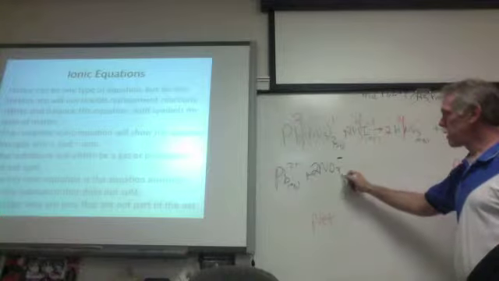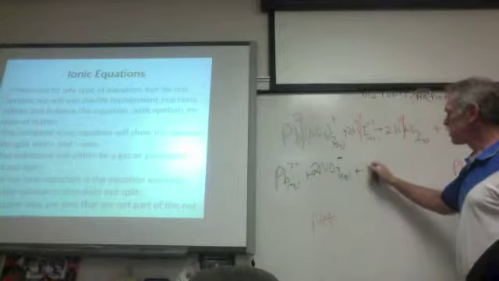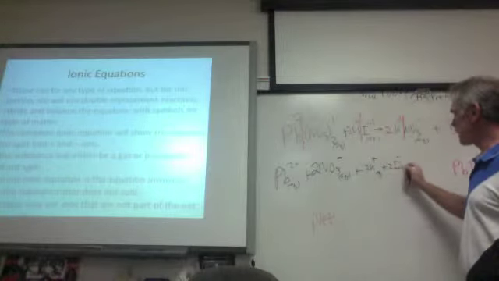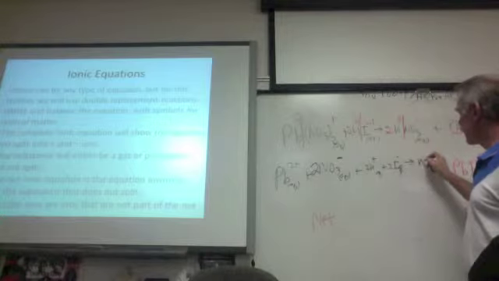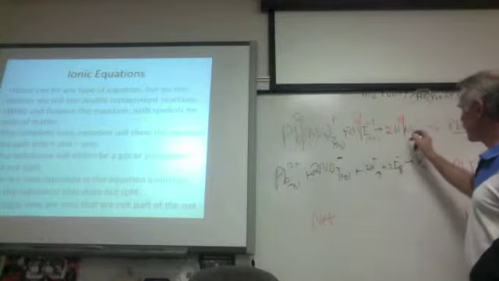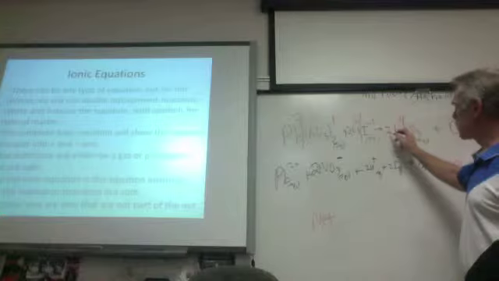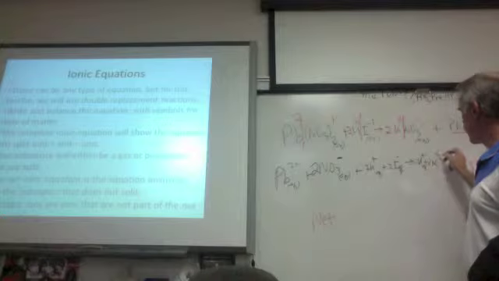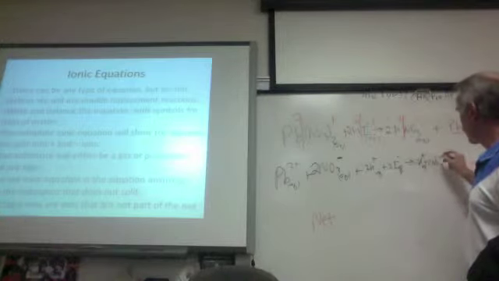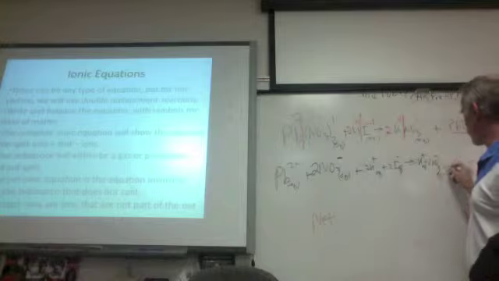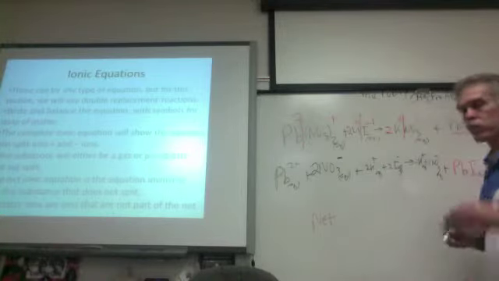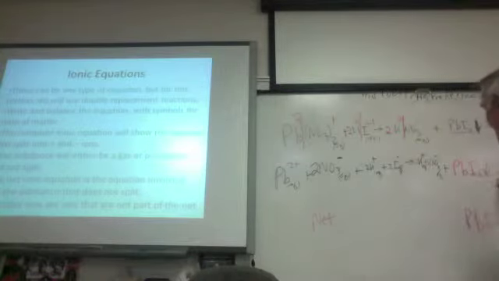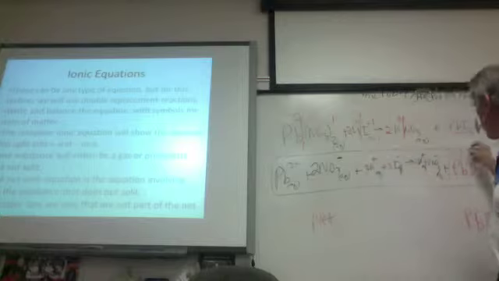So 2 NO3 minus aqueous plus 2 K plus aqueous plus 2 I minus aqueous yields 2 K plus aqueous. There are two of them because there's 2 KNO3, plus 2 NO3 1 minus aqueous plus PbI2 down arrow. It is a precipitate. So that is our complete ionic equation.